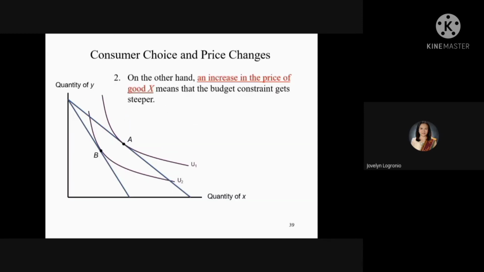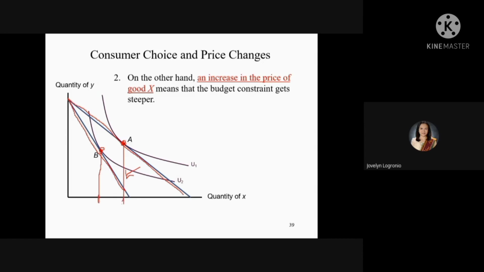Another situation, we assume that the price of good X now increases. So, for example, this is the initial budget line, and the initial optimum point is at point A. It is where the initial budget line and the initial indifference curve are tangent. As the price of good X increases, the new budget line now rotates to the left. The movement from point A to point B is the total effect.